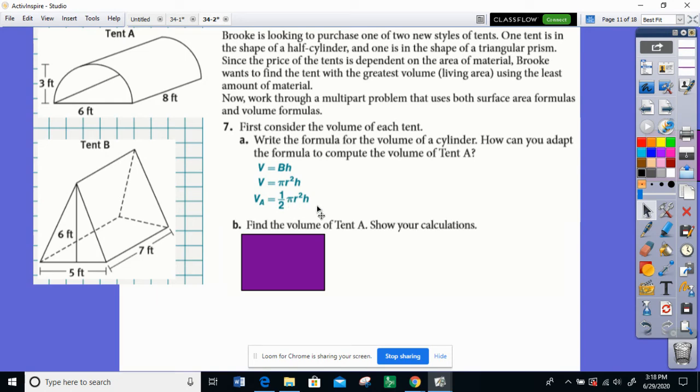Okay, so if we go through and find the volume for tent A, it looks like the radius is 3 feet. They're showing us that here. So it's going to be 1/2 times pi times 3 squared times the height. The distance from base to base would be 8 feet. So that's approximately 113.1 cubic feet.